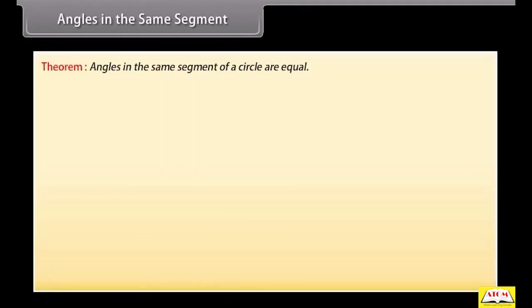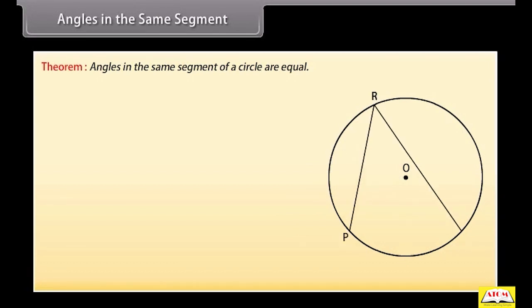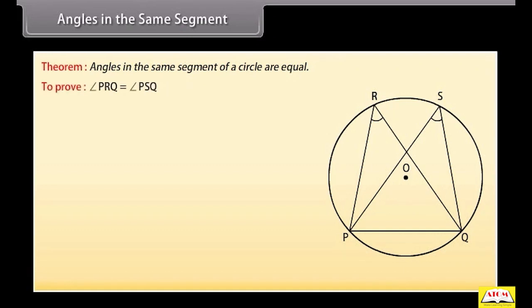Angles in the same segment. Theorem: angles in the same segment of a circle are equal. Given a circle with center O and the angles angle PRQ and angle PSQ in the same segment formed by the chord PQ or arc POQ. To prove: angle PRQ is equal to angle PSQ. Construction: join OP and OQ.